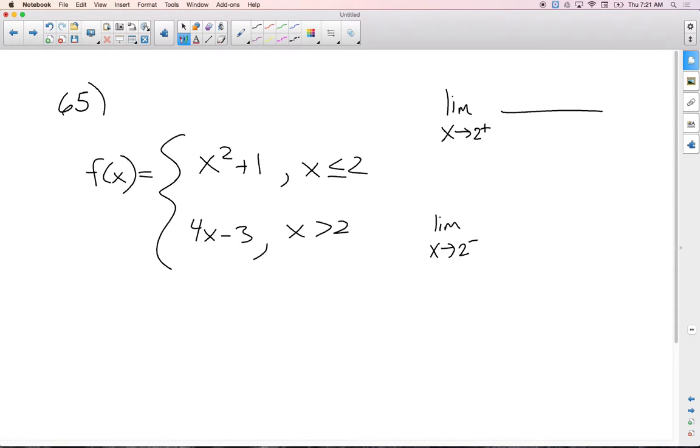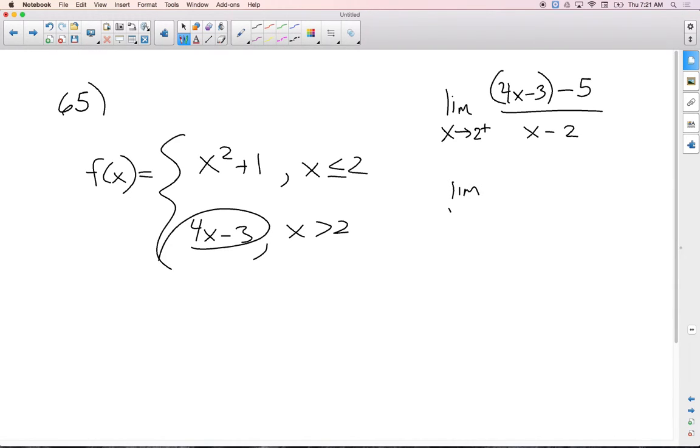Bottom one. Watch how this works. 4x minus 3 minus f of 2. What's f of 2 going to be then? Okay, 4 times 2 is 8, 8 minus 3 is 5, all over x minus 2. Still with me? No. Okay?